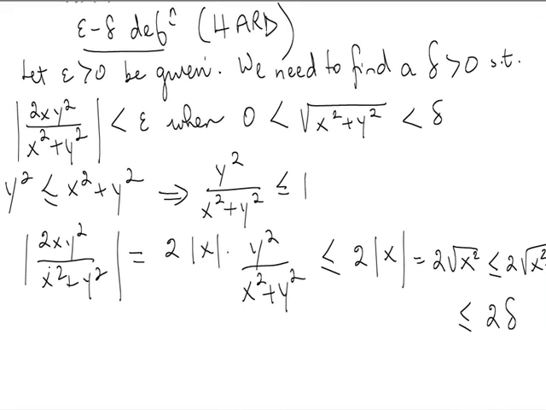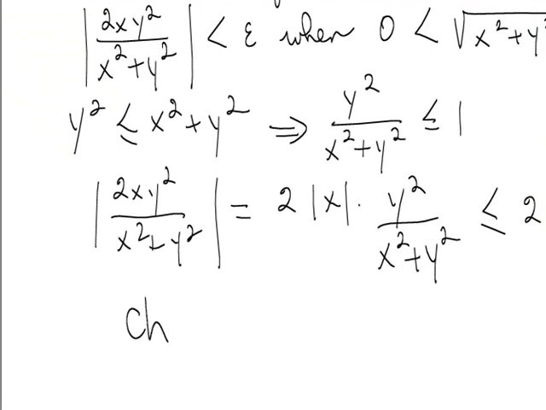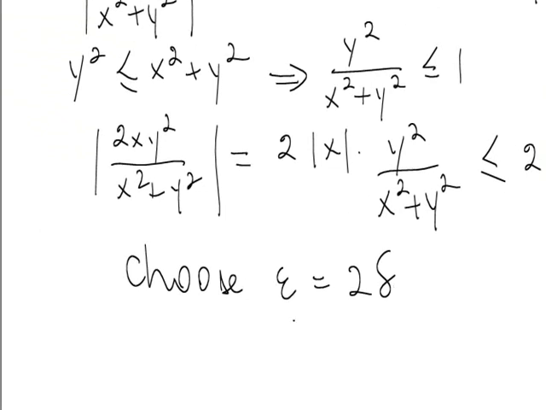So this says that all of this is less than or equal to 2 delta, and we also said it's less than epsilon. So we choose epsilon equals 2 delta. And so delta is epsilon over 2. That's the proof. Okay? I'm using that bad boy all the time.